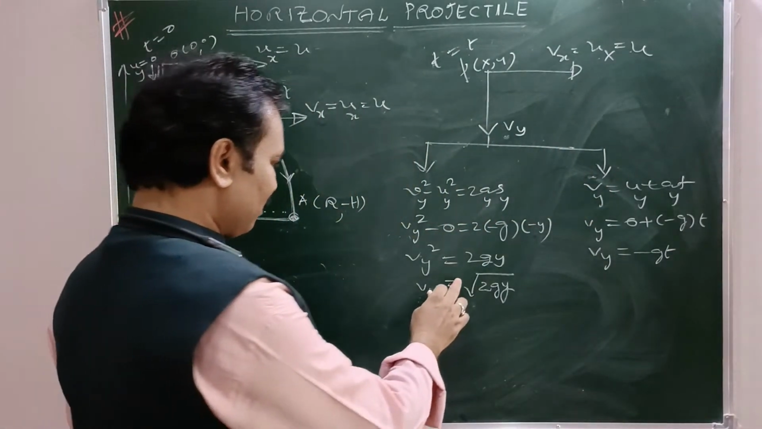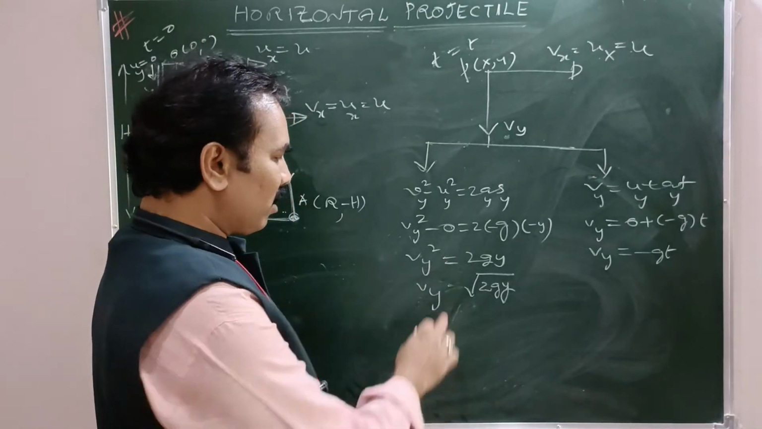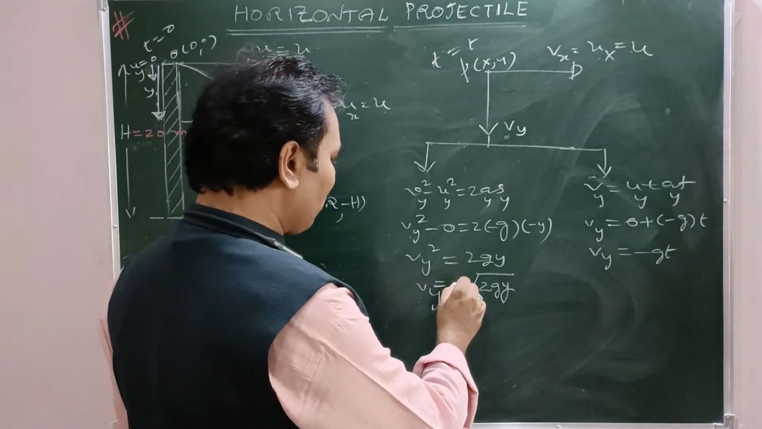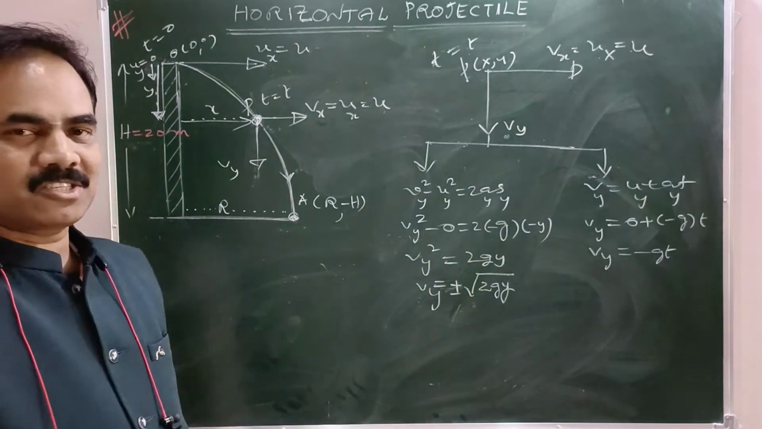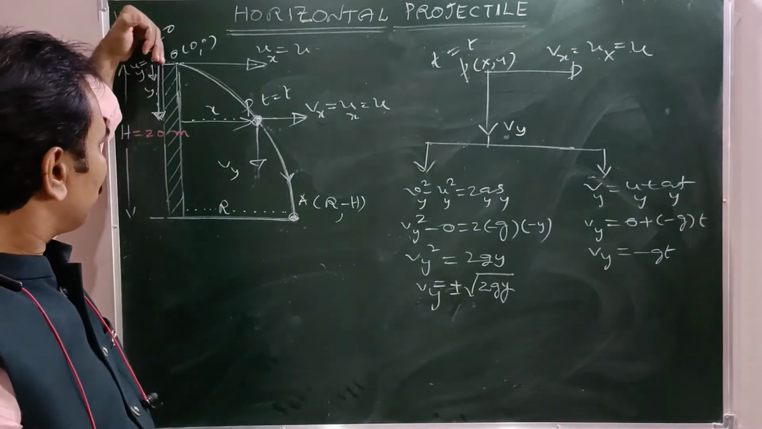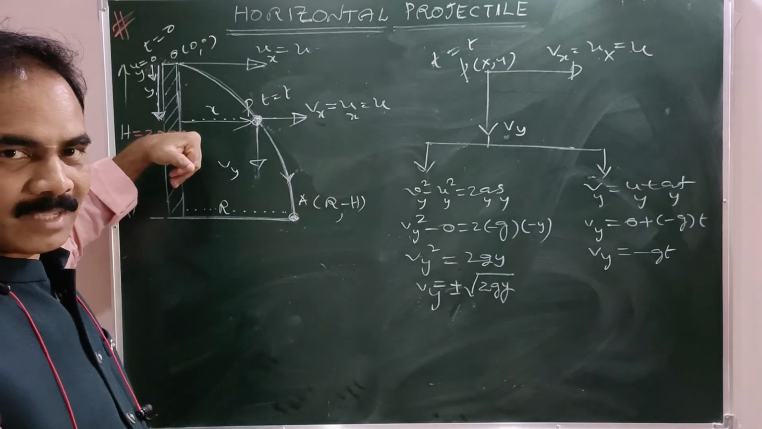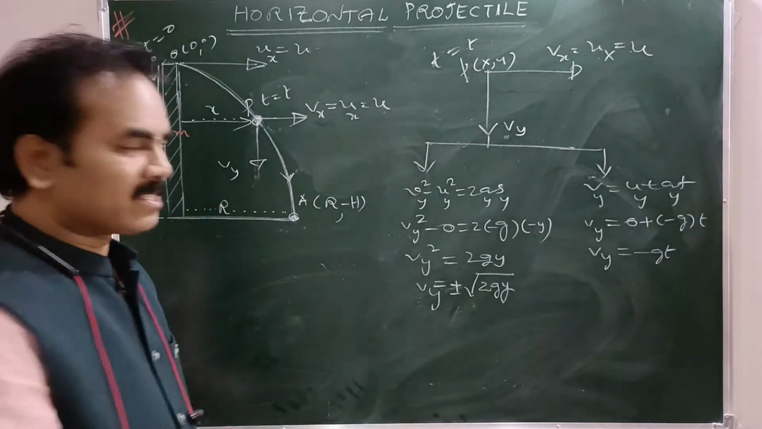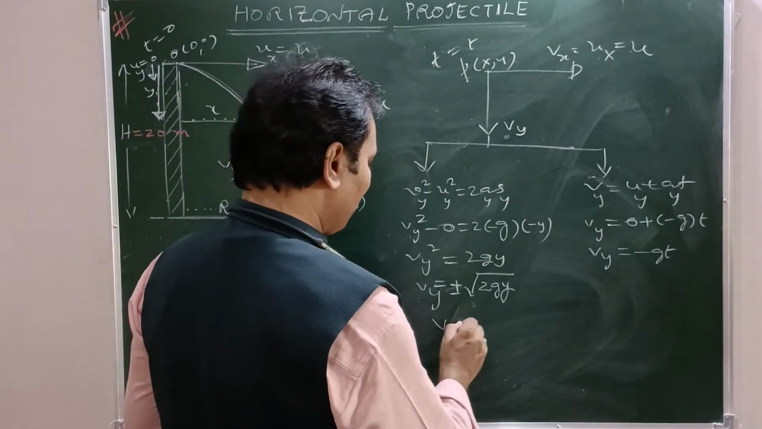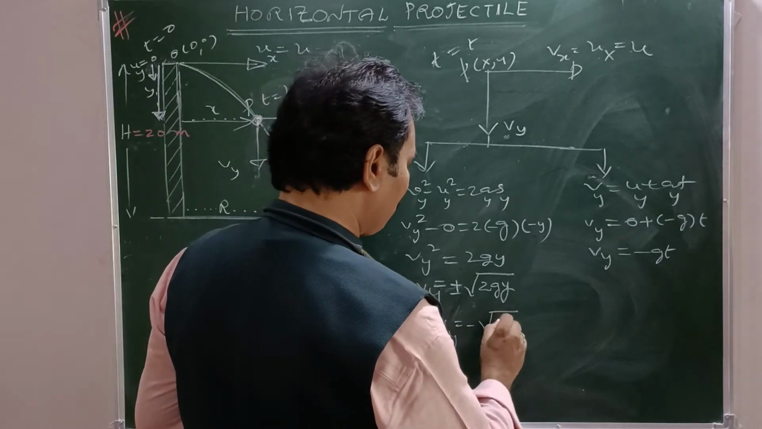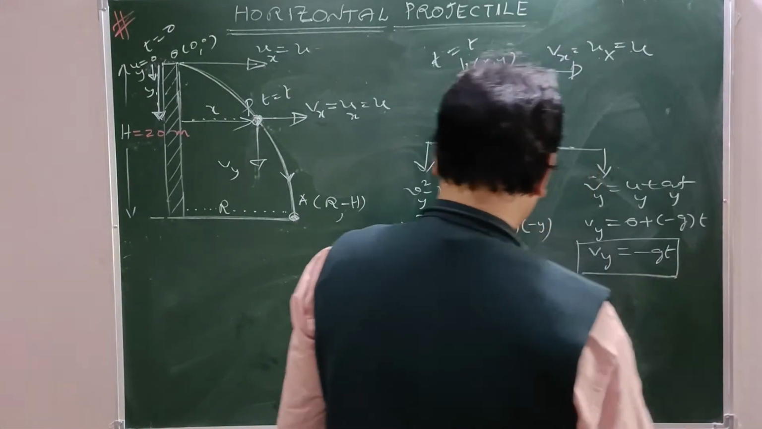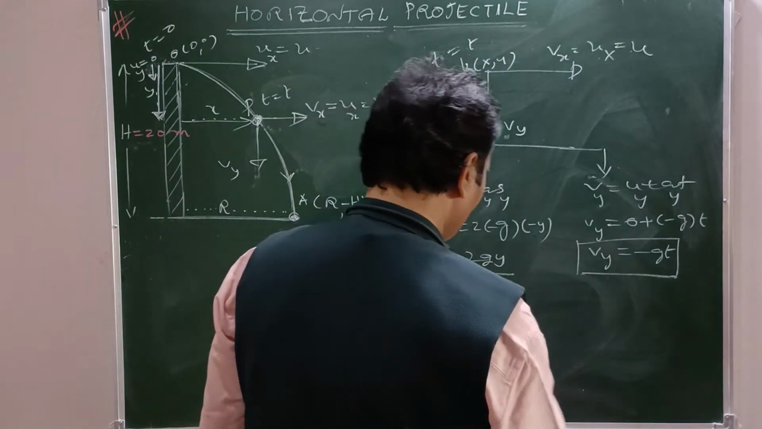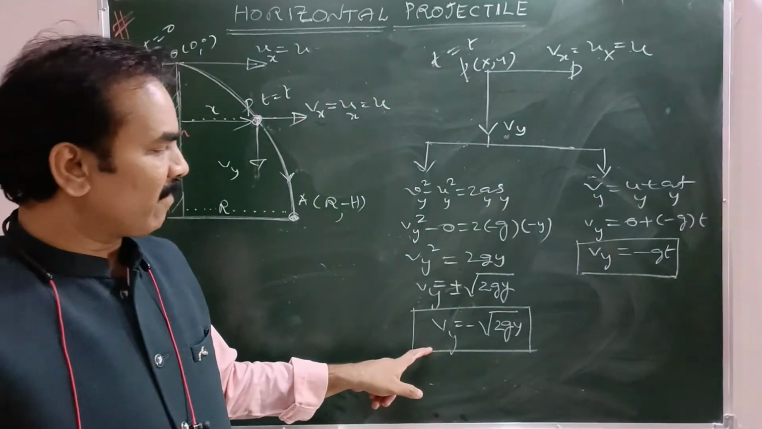Of course, here Vy square is equal to 2gy. Vy equal to plus or minus root 2gy. In fact, plus or minus. But as the body moves downwards along vertical, we have to consider the negative sign. That is Vy equal to minus root 2gy. Here Vy equal to minus gt. So we have two expressions for the vertical component of velocity.